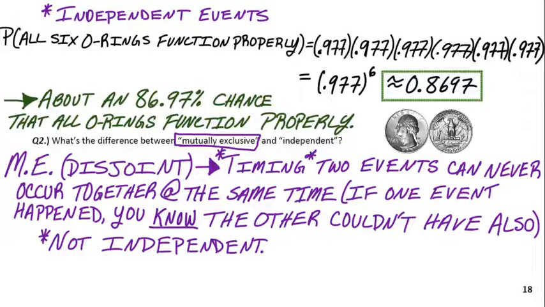Going back to the Venn diagram, there's no overlap for mutually exclusive events. Either you're in this event or you're in this event. There was no overlap because nothing in there can occur at the same time.